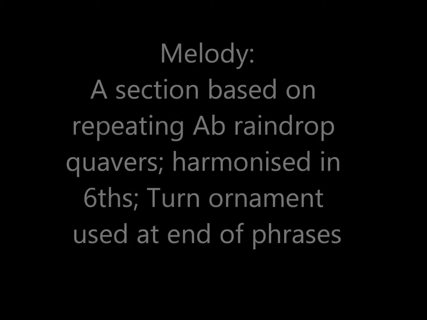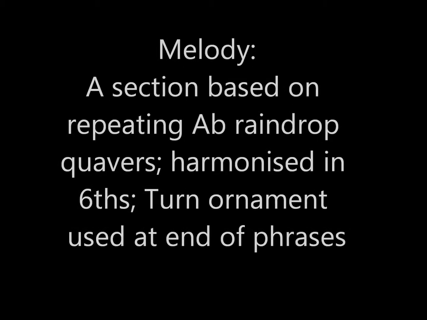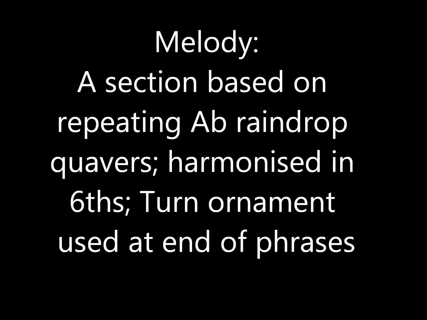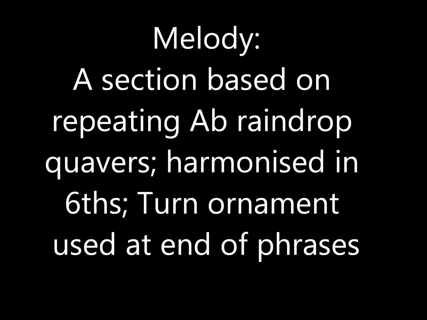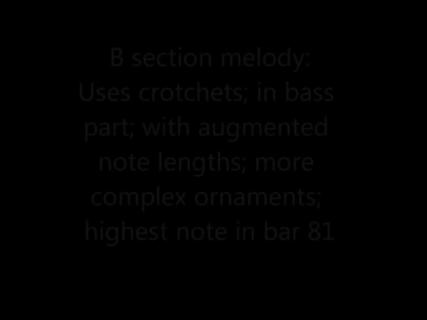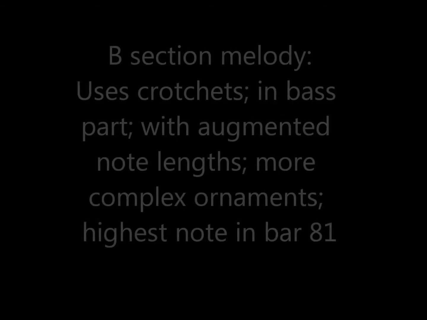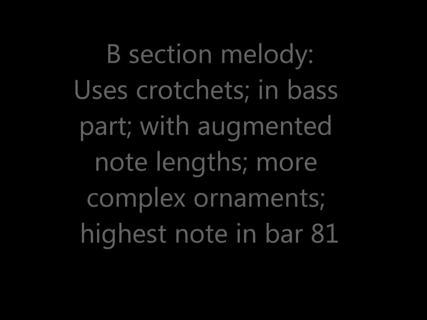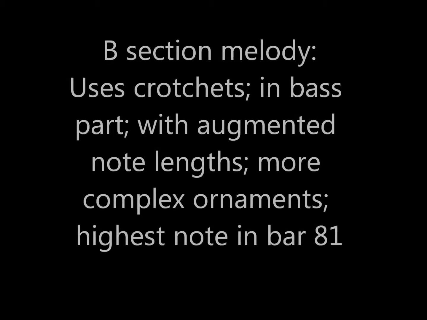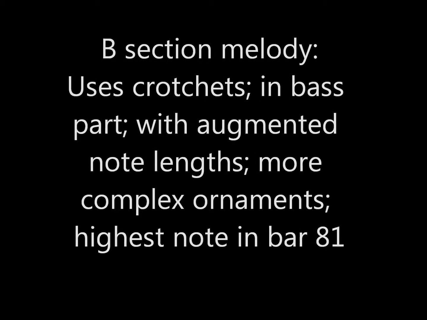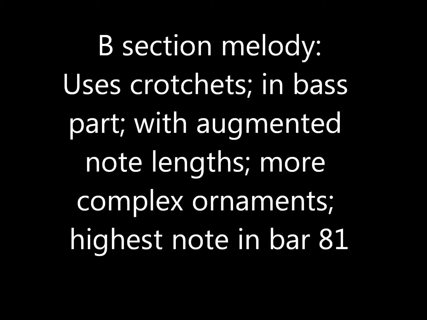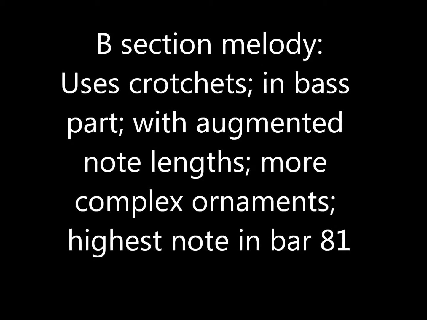A section melody: the raindrop is repeated A-flat quavers, repeats throughout, harmonised in 6, and the ornament used is a turn. B section melody in crotchets. The melody is in the bass part. Note lengths are augmented. The ornaments become more complex towards the end, with a more chromatic ornament. 10 notes, not 7. The highest notes are on bar 89.